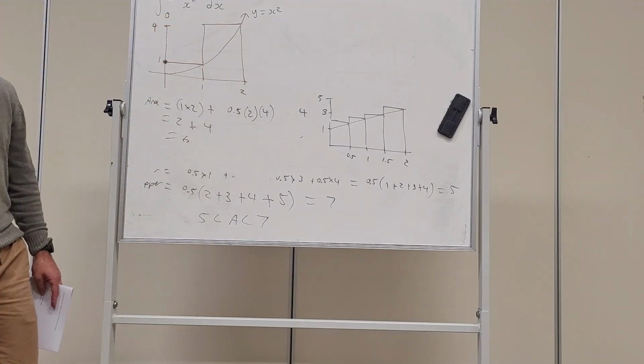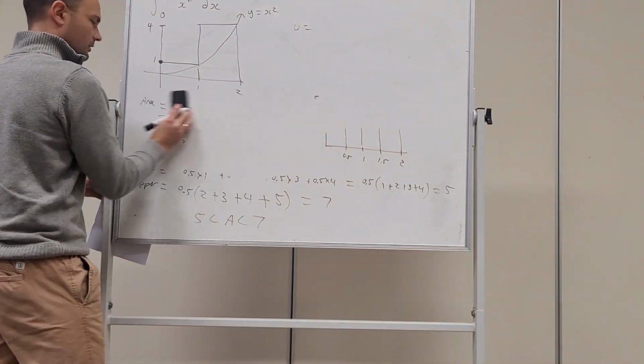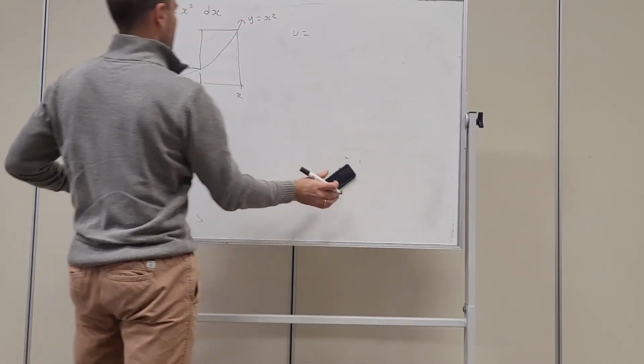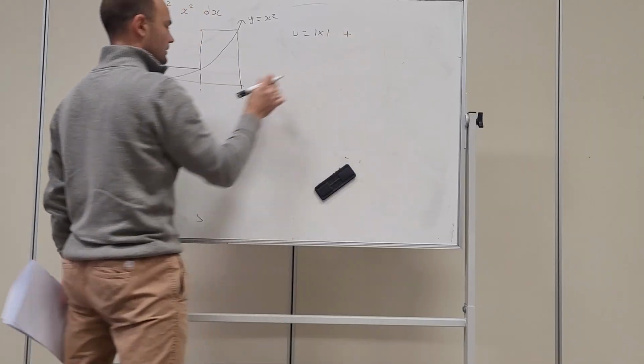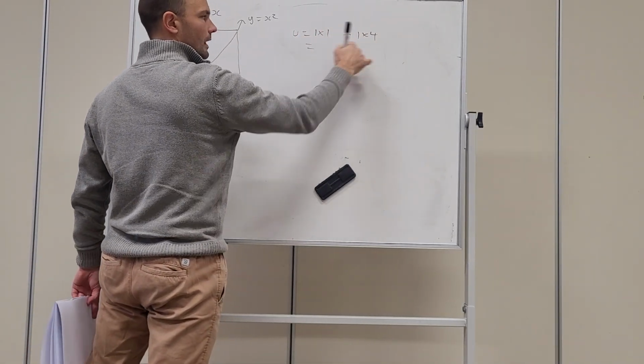Good. So for our upper estimate, we can call it U for upper. We will have 1 times 1 plus 1 times 4. So that's 5.